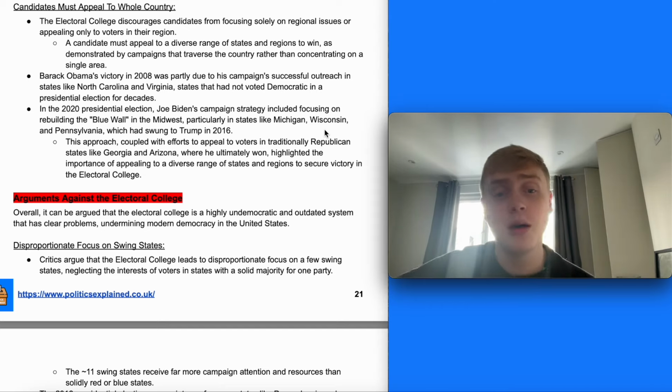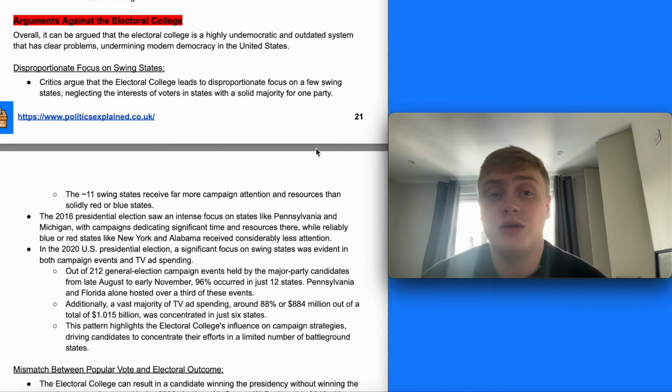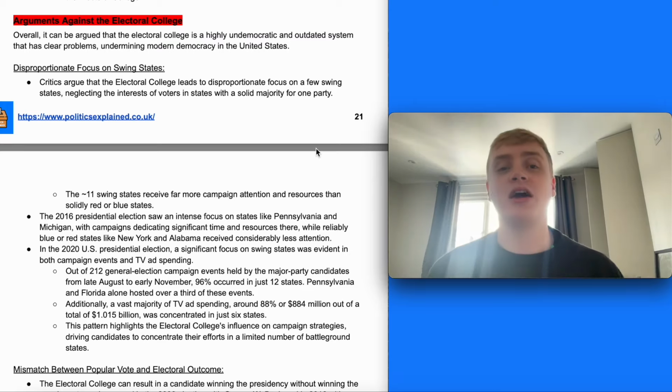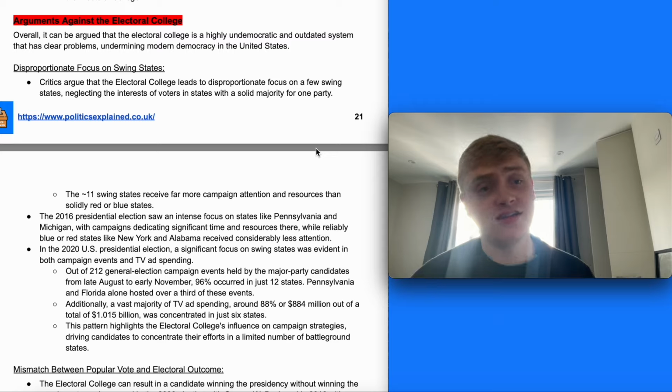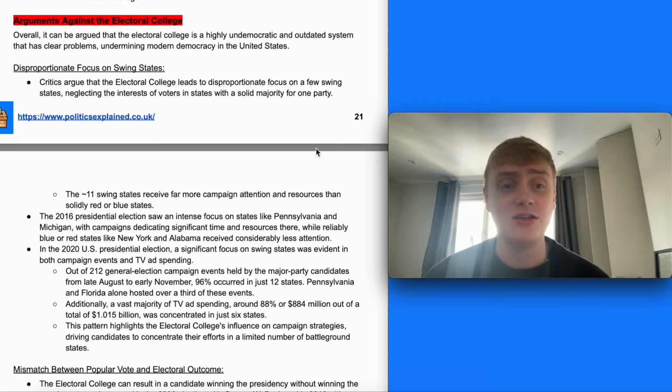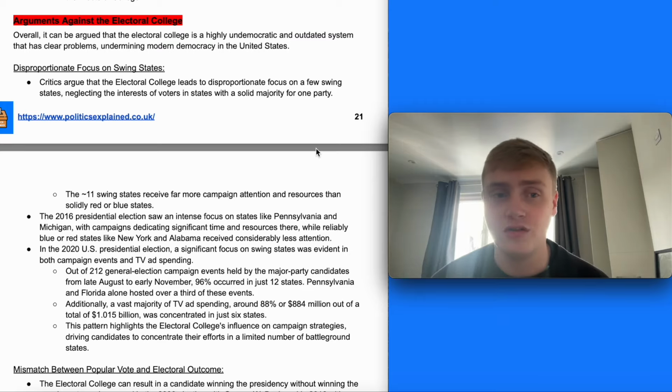On the other hand, there's a number of arguments against the Electoral College. Crucially, it can be argued to be highly undemocratic and an outdated system that has clear problems and undermines modern democracy in the United States. One key disadvantage cited by critics is that the Electoral College leads to disproportionate focus on a few swing states, neglecting the interests of voters in states with a solid majority for one party.